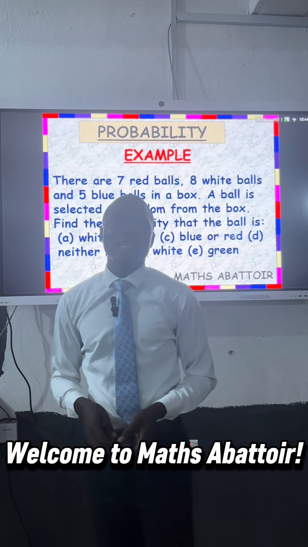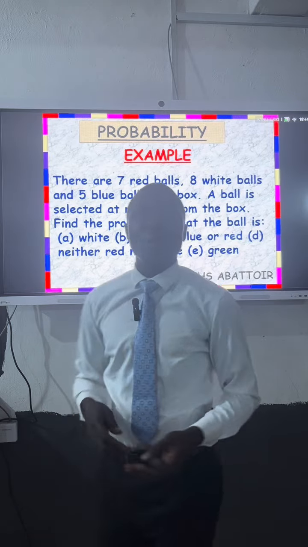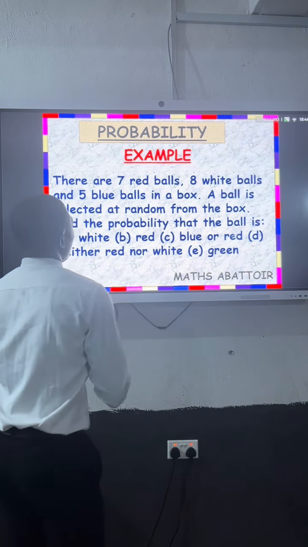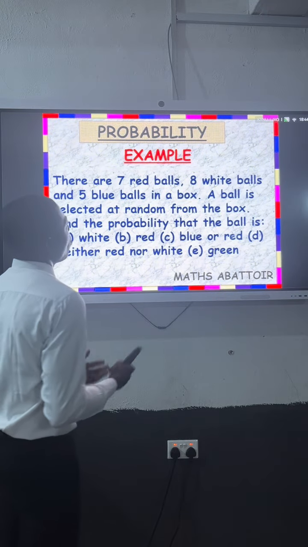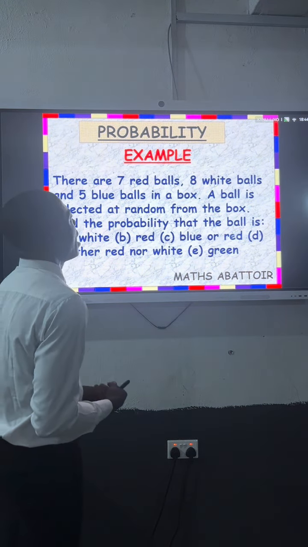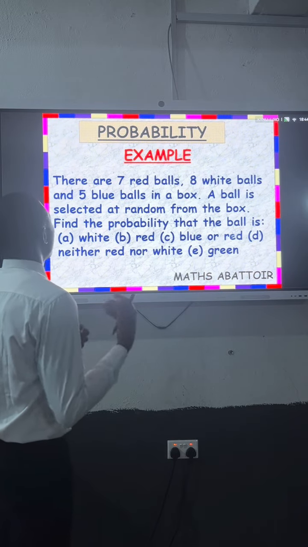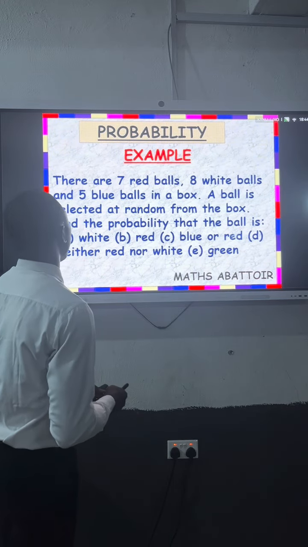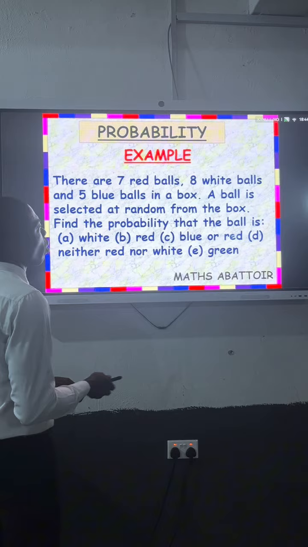Today we want to look at a question on probability. We have the question clearly here. There are 7 red balls, 8 white balls, and 5 blue balls in a box. Now, a ball is selected at random from the box.